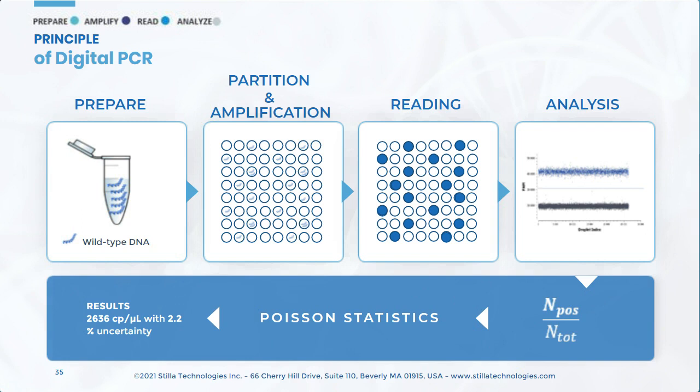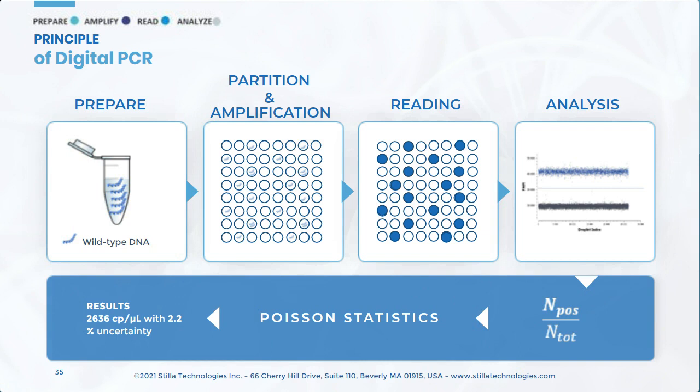A successful PCR will lead to the generation of a fluorescent signal at the end of the reaction within the droplets that contain the target of interest. The fluorescence intensity of each droplet is then plotted via a dot plot with two clusters separated by a threshold automatically set by the analysis software. The droplets above this threshold are considered positive, while the droplets below the threshold are considered negative.